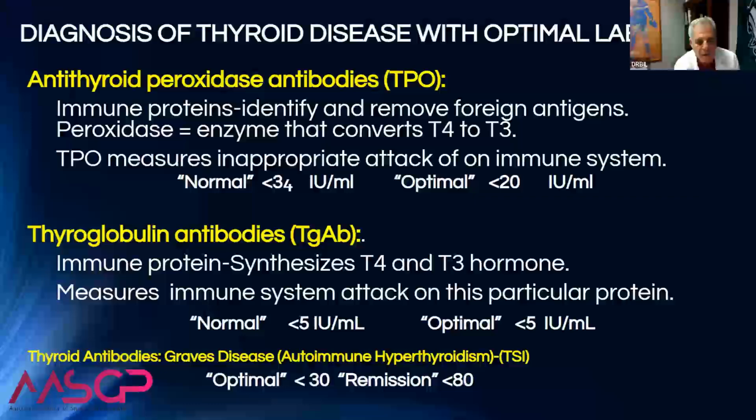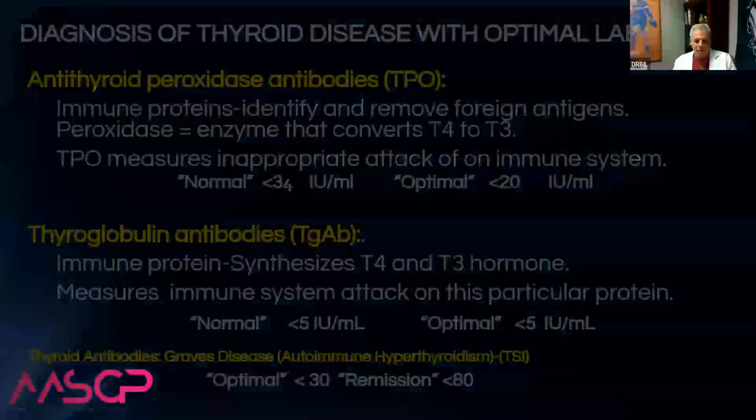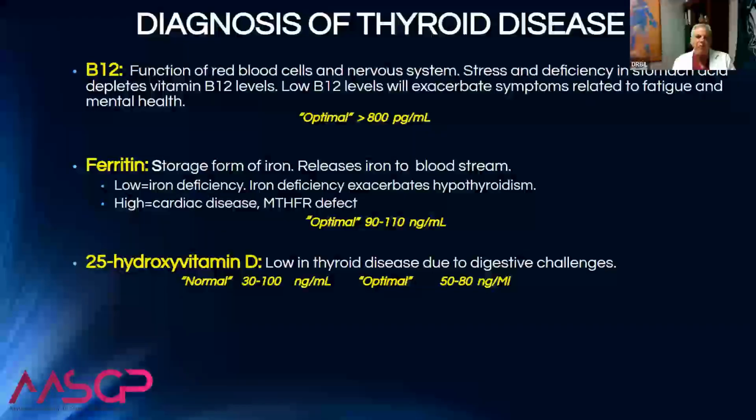Now, in the thyroglobulin, usually less than 4 is considered normal, and if you get anything higher than 4, you can be assured that we've got some immune issues going. For Graves' disease, which is the autoimmune hyperthyroidism, we get that TSI, and anything greater than 80 is usually considered some sort of hyperthyroid issue. You don't see that very often.